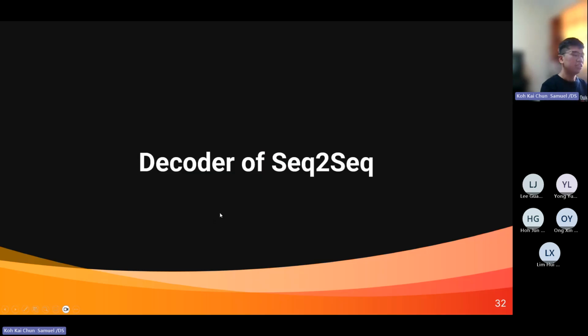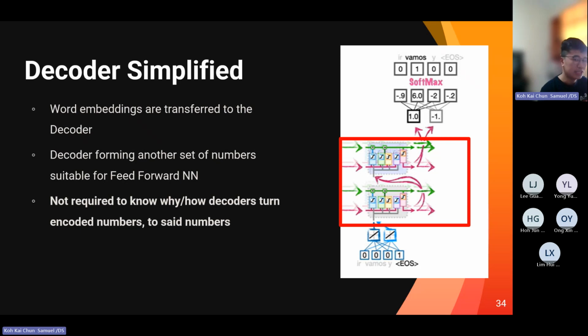Since we already understood the encoder stuff, the decoder is actually just a repeat of the encoder, but now we are doing the opposite. Instead of trying to convert words into useful numbers, we are converting useful numbers into the words that we want to output. So these word embeddings are transferred to this decoder, and the decoder forms another set of numbers suitable for the feed-forward neural network.